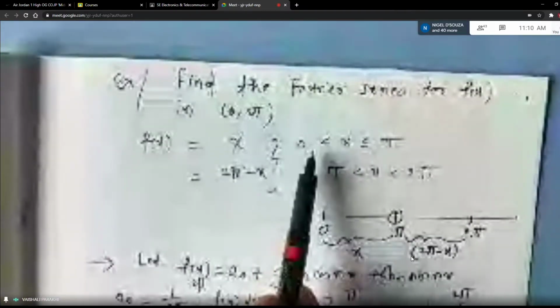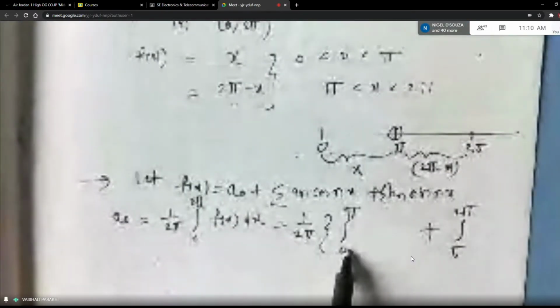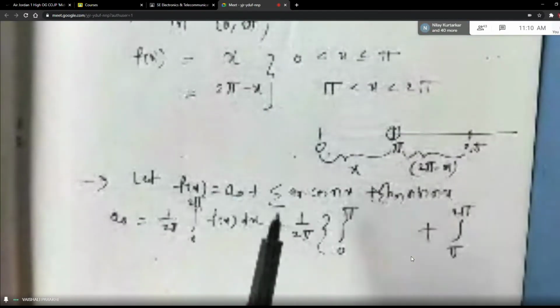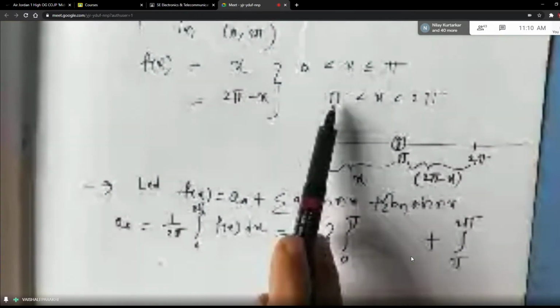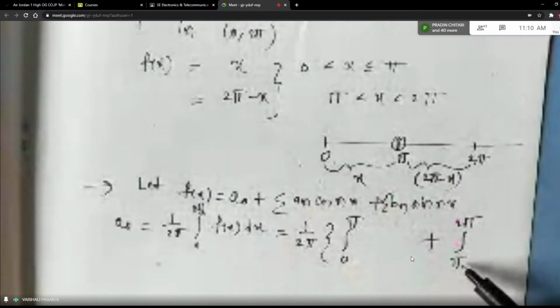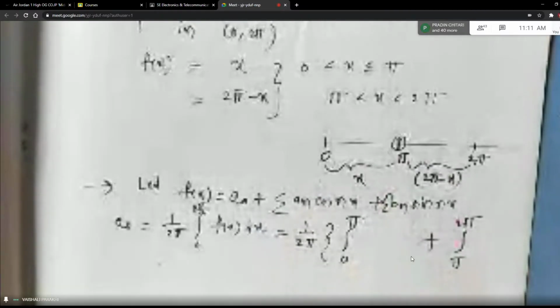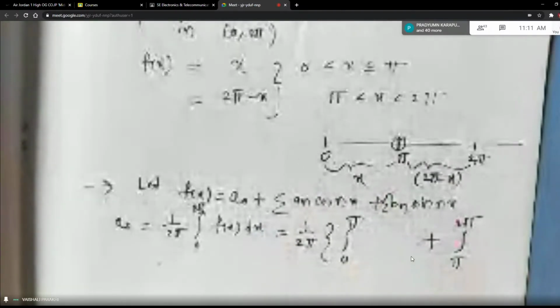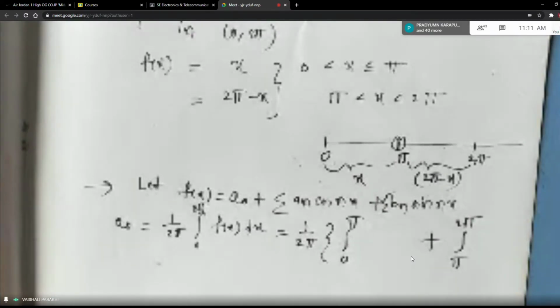Because what is the first interval? 0 to pi. So limits of first integral will be 0 to pi. What is the second interval? Pi to 2 pi in the problem. So your second integral will be from pi to 2 pi. All of you understood? You have to look at the problem in the intervals and accordingly you have to make changes in the limits of the integrals.